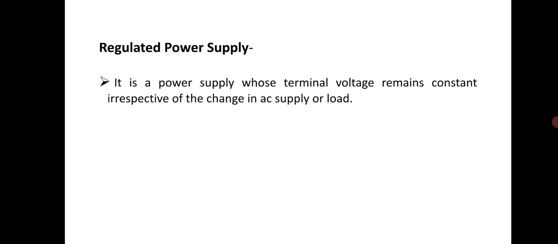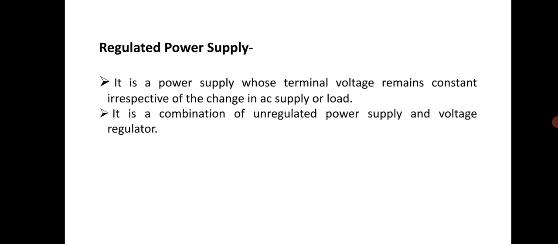Now let us know what regulated power supply is. A regulated power supply is a power supply whose terminal voltage remains constant irrespective of the change in the AC supply or load. So even if the input load varies, there will be no change in the terminal output voltage. That's why it is called a regulated power supply.